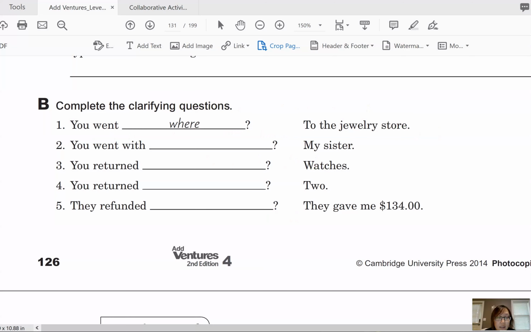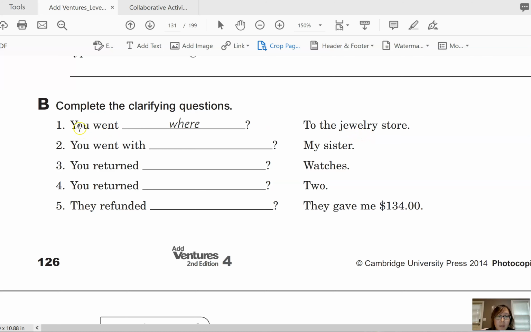Okay, so let's take a look at this worksheet and this activity, exercise B. Complete the clarifying questions. There are only 5 questions and you can see the answers here, so it's pretty easy. I want you to go ahead and enter the question words here, and then just for practice, I want you to make a complete sentence answer. So let's do number 1 together.